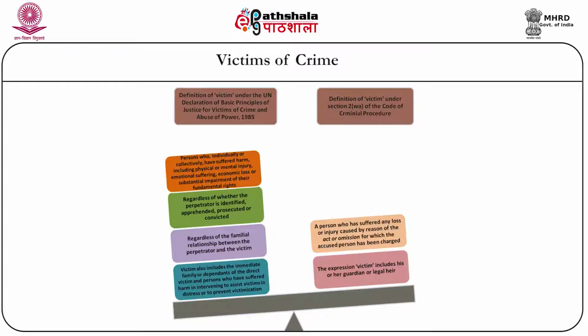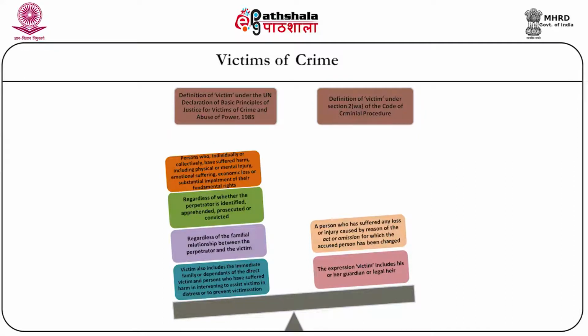As we can see, the definition describes victims from a very broad perspective. Now, if we compare the definition of victim given under the UN Declaration of Basic Principles of Justice for Victims of Crime and Abuse of Power with that of the definition under the Code of Criminal Procedure as given under section 2(wa), we will find that the definition of victim under the Code of Criminal Procedure is narrow in approach, and on two counts I would say that the definition is really limited in its sense.